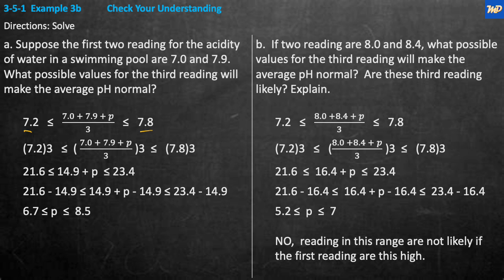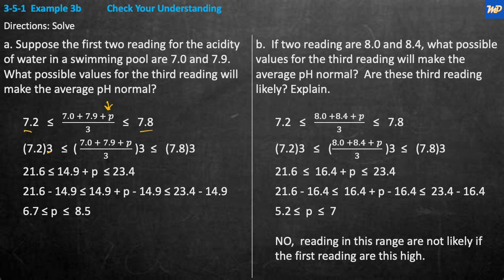So what value for P does our third reading have to be, that when you add it into this 7.0 and 7.9 plus P and divide by 3, you're going to be between here? So we want to know what's the range of P values you have to have in order to get this to be true? Well, as before, we're going to multiply all sides by 3.